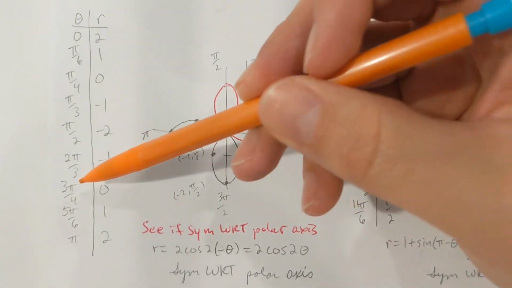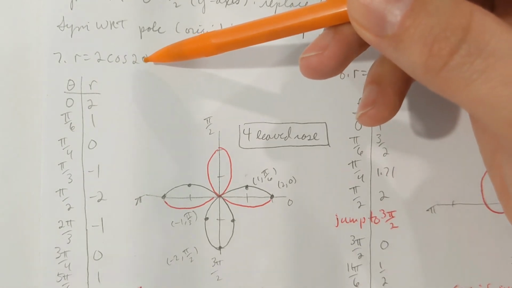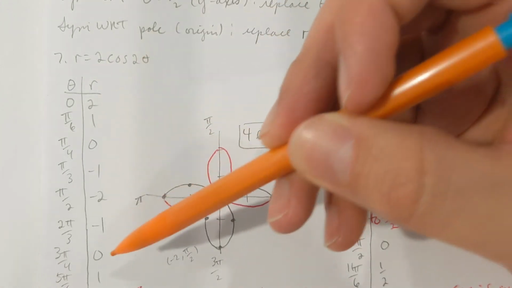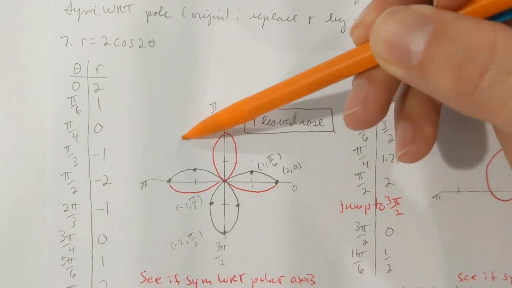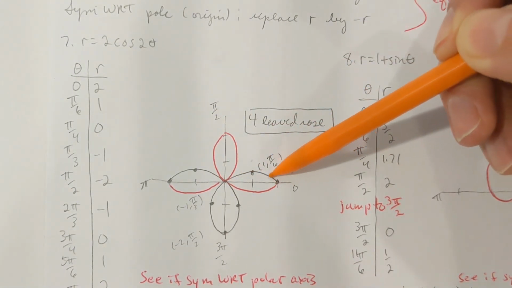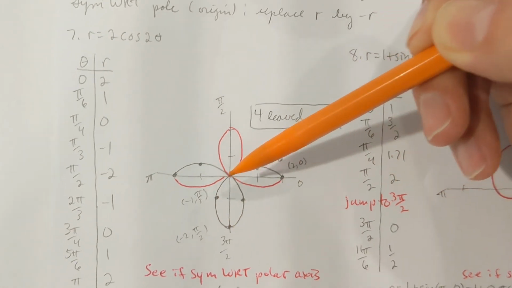Next, I'm selecting 3 pi over 4. I just want to get a couple more values here. If you plug that in, 2 times 3 pi over 4 is 3 pi over 2. Cosine 3 pi over 2 is 0, so r would be 0. On the 3 pi over 4 axis, I need to go out 0 units, so that'll put me at the pole. Okay, so far I've got this curve that's kind of creating this little loop here.